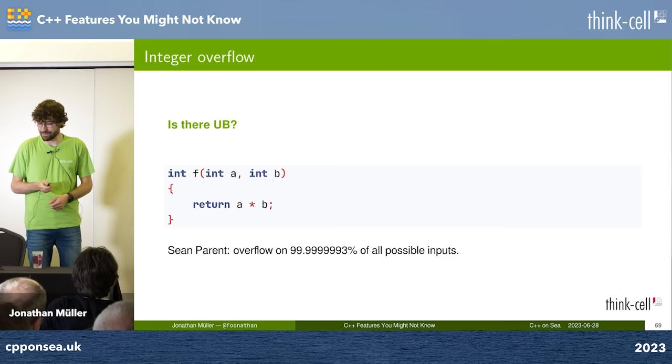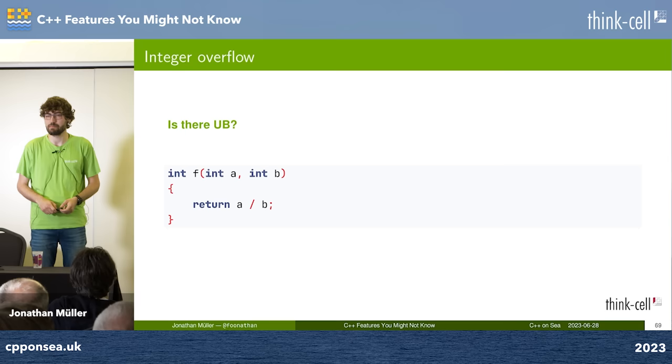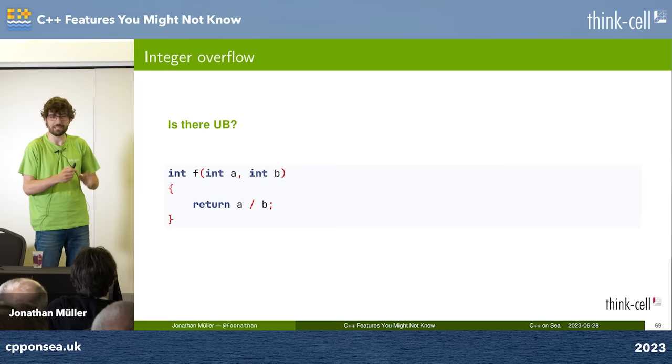What about division? Is there undefined behavior? Yeah, division by zero. Division by zero is undefined behavior. It wasn't a trick question. Okay. We assert that b is not zero. Is there undefined behavior?